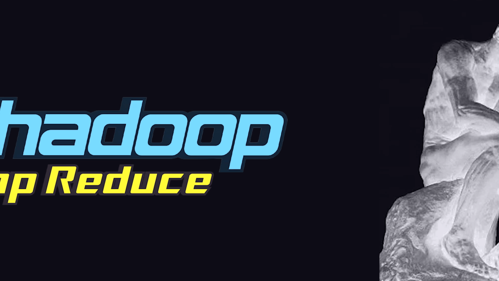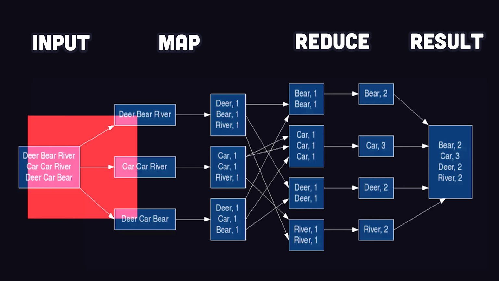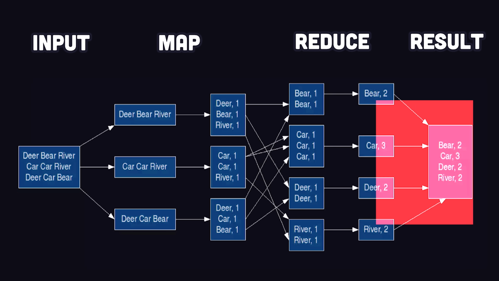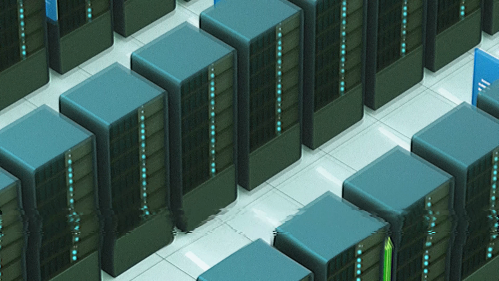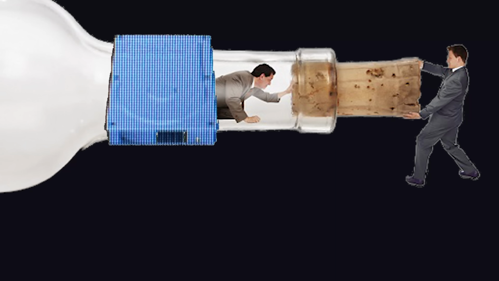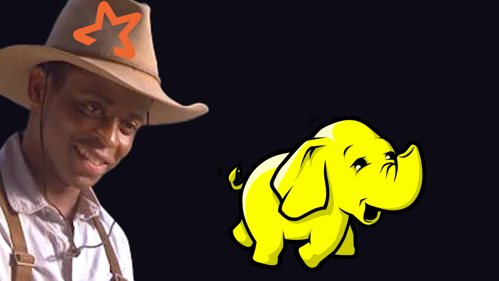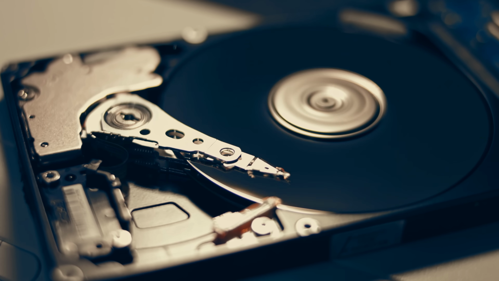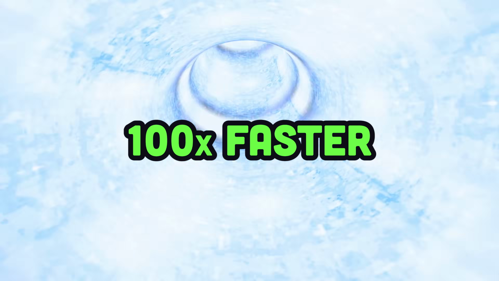But there was already a clever programming model called MapReduce. You map data into key-value pairs, shuffle and sort them into groups by key, then reduce each group to compute a final result. This allowed large datasets to be distributed across multiple machines, but there was still a huge bottleneck caused by disk I/O. Apache Spark fixed this by doing most of its work in memory instead of reading from disk, which can be up to 100 times faster. And that's a game changer for big data analytics and machine learning.